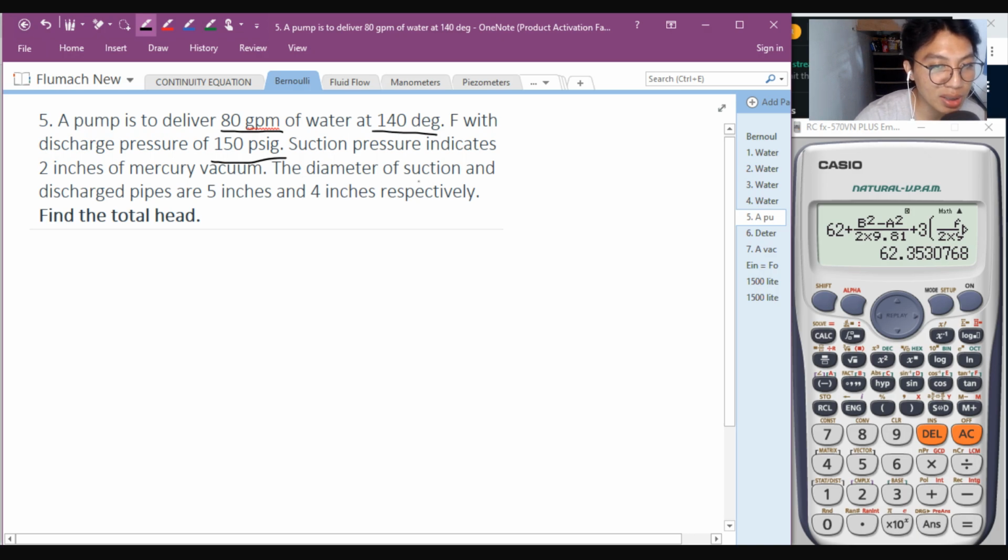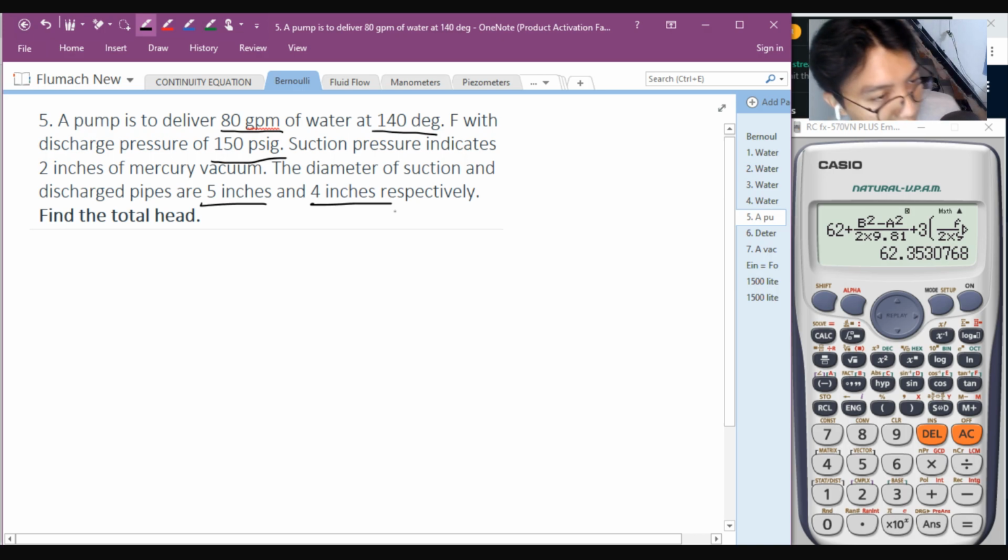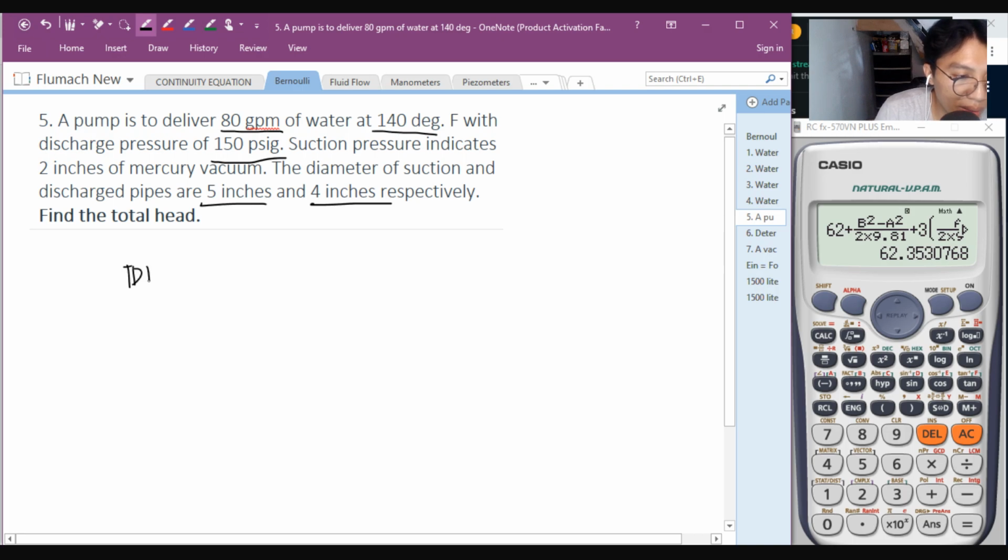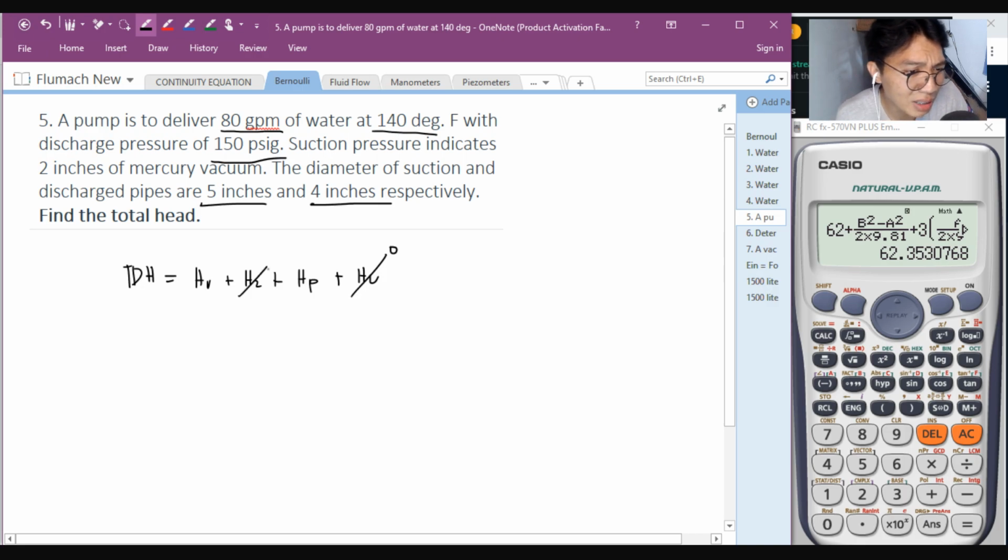The diameter of the suction and discharge pipes are 5 inches and 4 inches respectively. Find the total head. Now, hanapin natin yung total head. Total dynamic head. Velocity head plus elevation head plus pressure head plus head loss. May binigay ba diyang head loss? Wala. May binigay ba diyang discharge head? Meron. Makukuha natin to. Elevation, walang binigay. So, meron lang tayong dalawa. Itong velocity and pressure. So, extract natin.